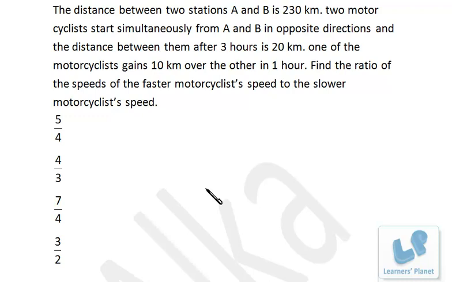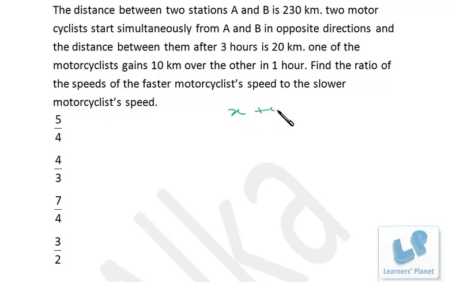Now friends, let's see this question. It is a problem based on time, speed and distance, and the relative speed concept has been used over here. The distance between two stations A and B is 230 km. Two motorcycles start simultaneously from A and B in opposite directions, and the distance between them after 3 hours is 20 km. See, I assume the speeds of these motorcycles to be X and Y. If both of them are coming in opposite directions, the relative speed will be what? The addition of their individual speeds.